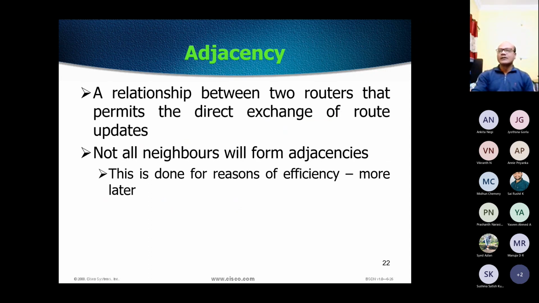An adjacency relationship between two routers permits direct exchange of routing updates. Once we form the neighborship, obviously they are going to share and exchange their routing updates. Not all neighbors will form the adjacency. This is done for the reason of efficiency and more. Later we shall discuss this. We can form the adjacency with the ones you want, not with all the routers.